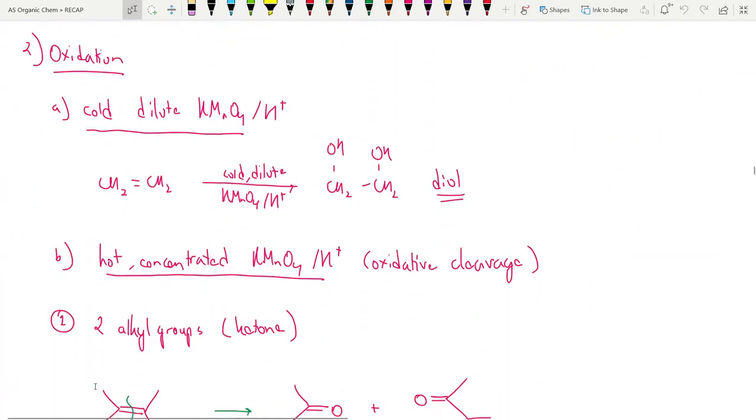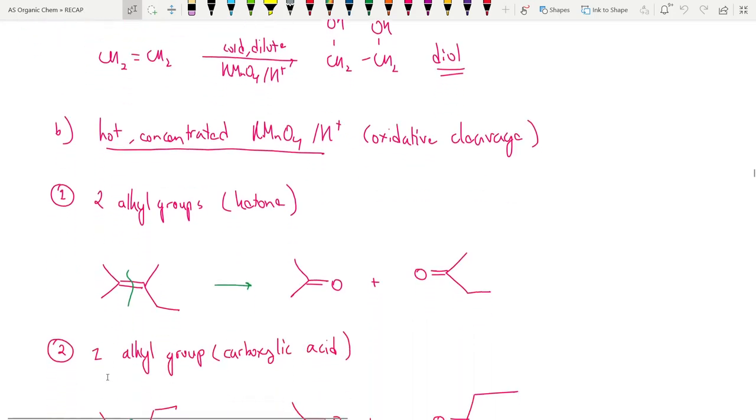So the next reaction is oxidation. It can be done in two ways. We can either use cold dilute acidified KMnO4 with alkenes to get diols, or we can use hot concentrated KMnO4, which is acidified as well. This causes oxidative cleavage or rupture of the alkene.